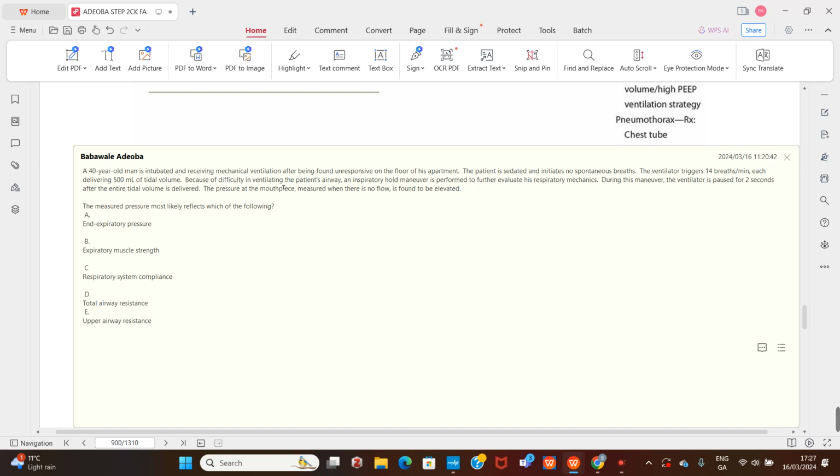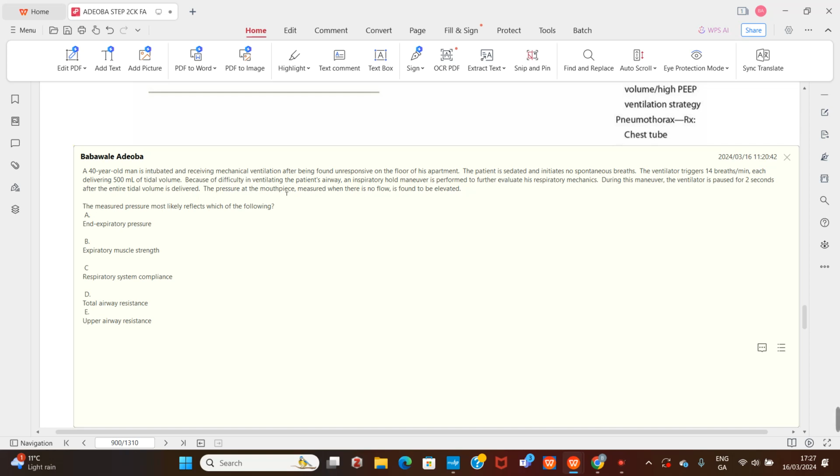Because of difficulty in ventilating the patient's airway, an inspiratory hold maneuver is performed to further evaluate his respiratory mechanics. Because they are experiencing difficulty in ventilating, what is the problem? So they want to evaluate. They did an inspiratory hold maneuver. During this maneuver, the ventilator is paused for 2 seconds after the entire tidal volume is delivered.